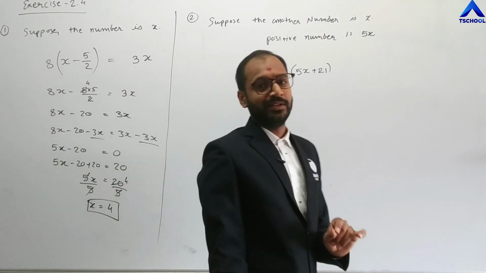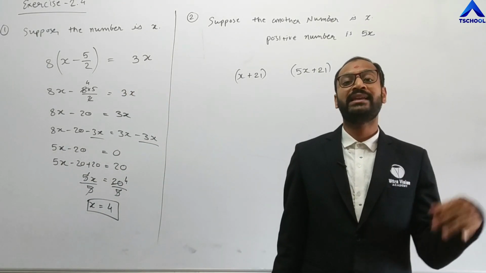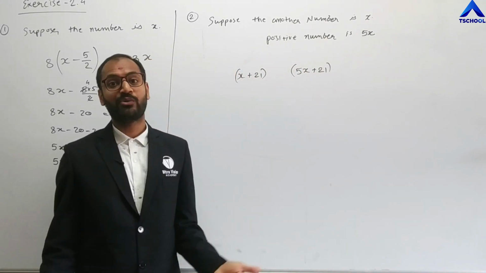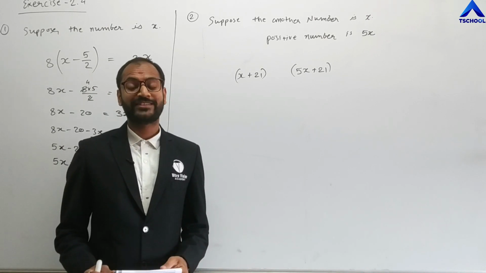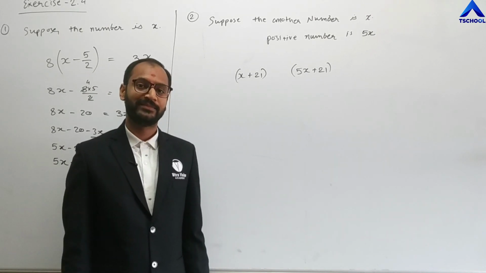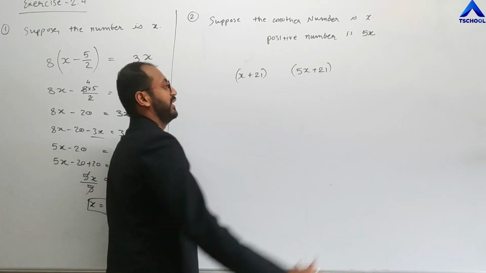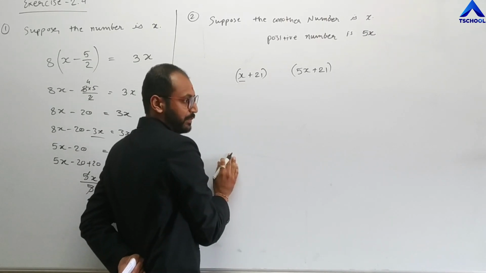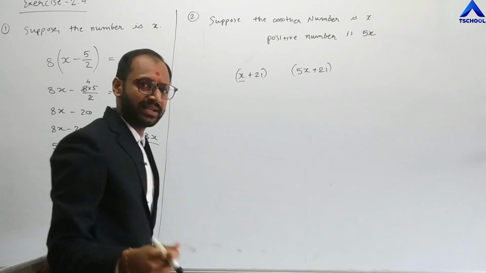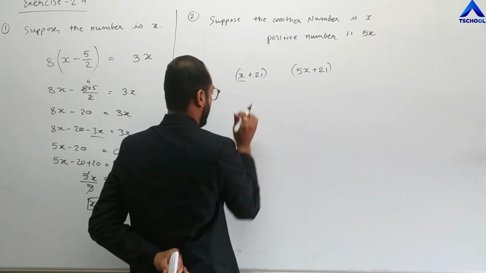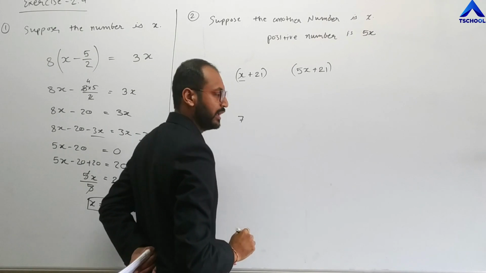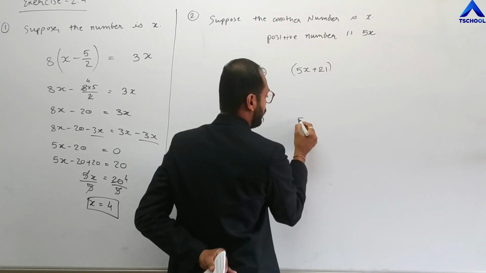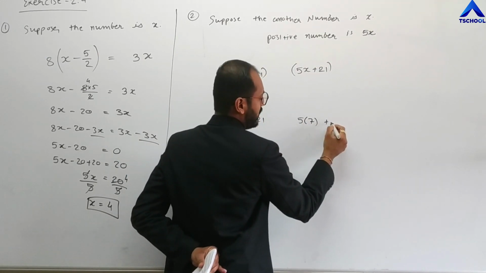But in the question, one number is twice the other number. So which number is twice the other? How can you identify this? Which number is twice the other one? So here, see, this number is x. Let me consider an example, not a perfect one, but let me take x as 7. So 7 plus 21 is some number. And here is 5x, meaning 5 times 7 plus 21.